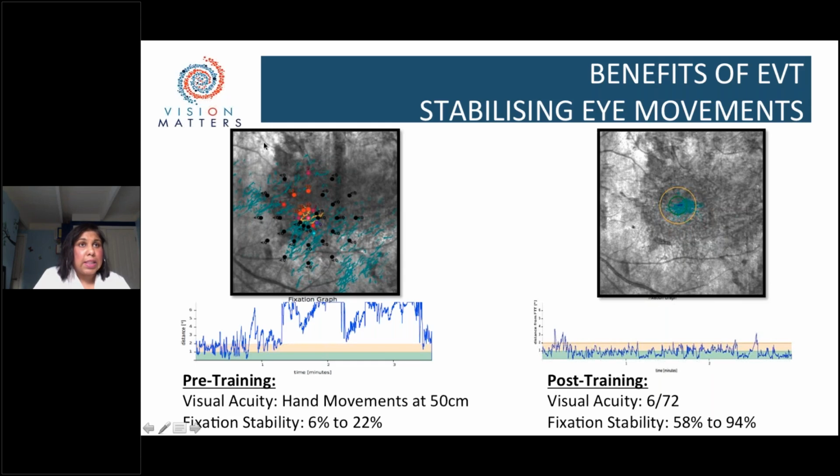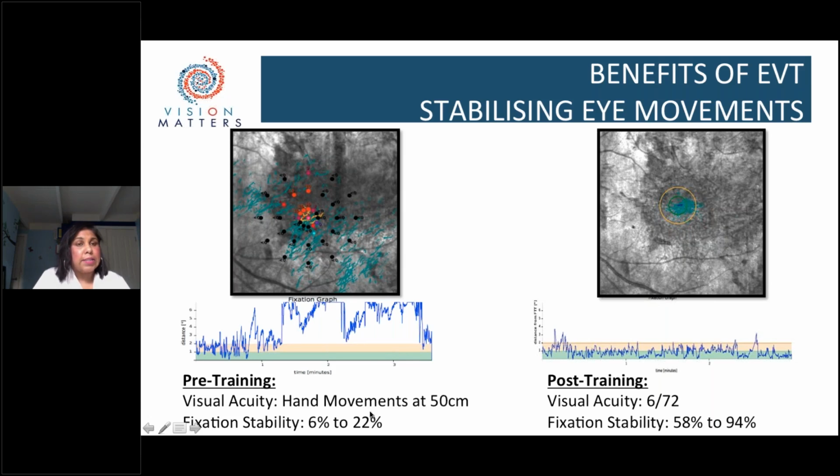As you can see here, the area around this dark bit is the retinitis pigmentosa, and that's affected the macular area. With this patient, prior to commencement of the training, you can see the aquamarine dots are really quite scattered, and he's not really using his vision very optimally. You can also see with the graph below, his eye movements are quite erratic and inconsistent.